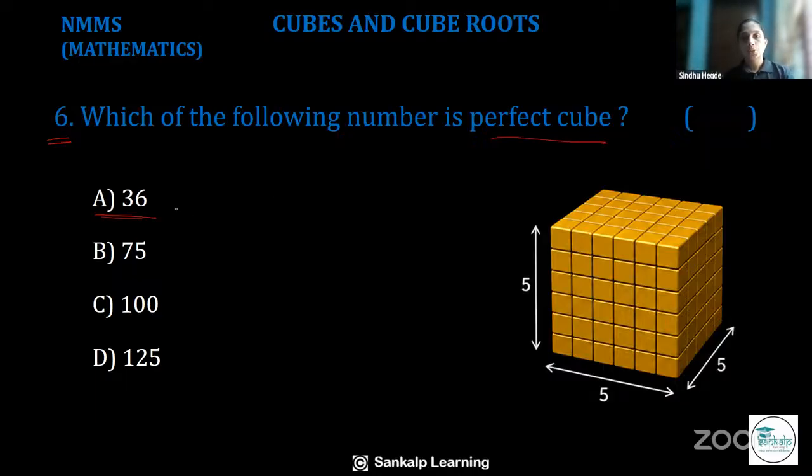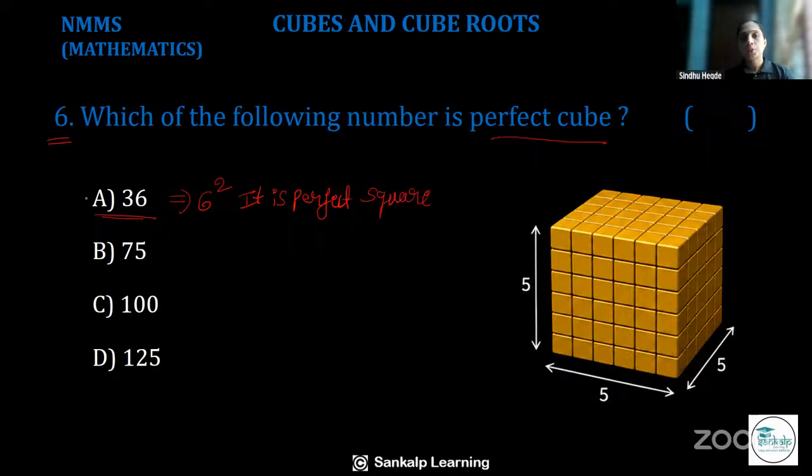Okay, let us see the options one by one. Option A, 36. Here 6 square is 36, 6 into 6. This is a perfect square, not a perfect cube. It is a perfect square.